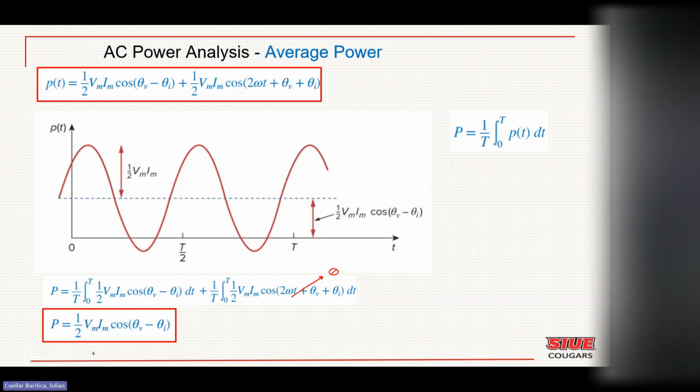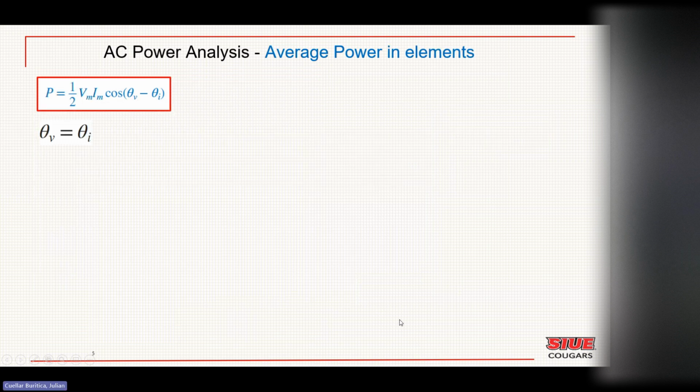Are there questions until now? Okay, we have more definitions. Now we are working with something called average power. Then let's see what happens with that power with our circuit elements.